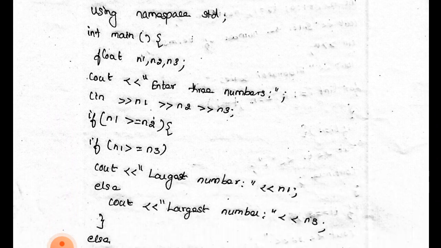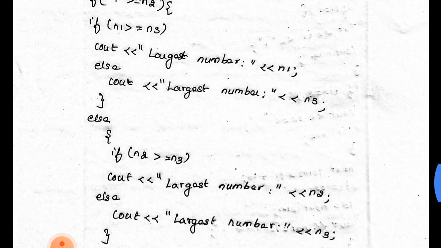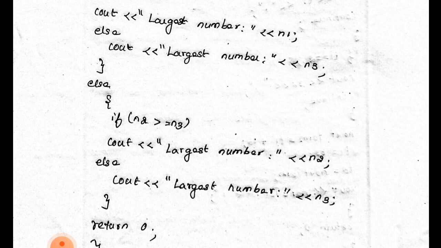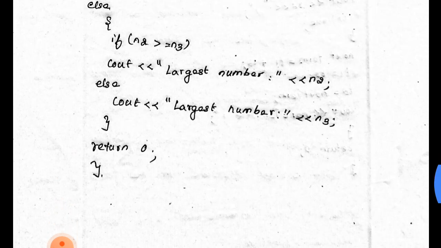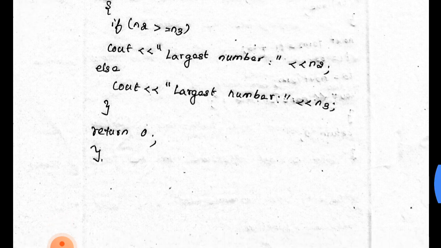If n1 greater than or equal to n2, then go to another condition, n1 greater than or equal to n3, then print largest number is n1. Else n2 greater than or equal to n3, it may provide largest number is n2, else largest number is n3. Based on user input we get an output.